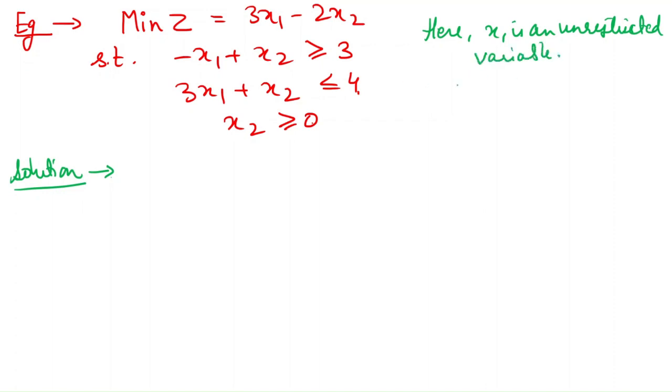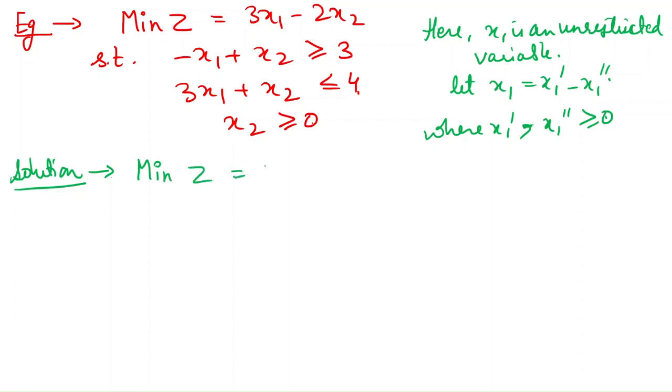So that means we assume x1 to be x1 dash minus x1 double dash, where x1 dash and x1 double dash both are greater than equal to 0. So now we first write the linear programming problem in this form. Wherever we have x1, we'll be substituting it by x1 dash minus x1 double dash. So I'll be writing this as x1 dash, x1 double dash minus 2x2, subject to the constraints.